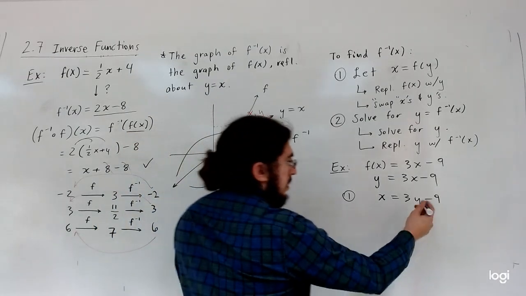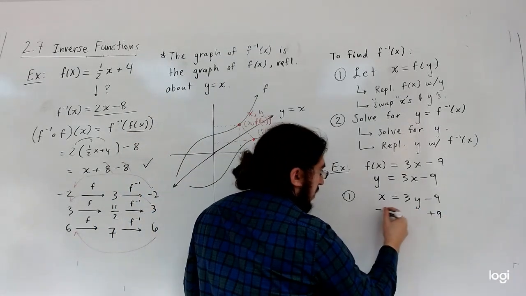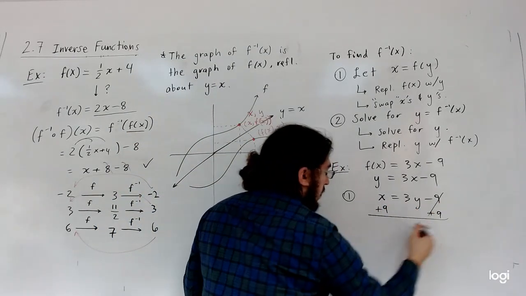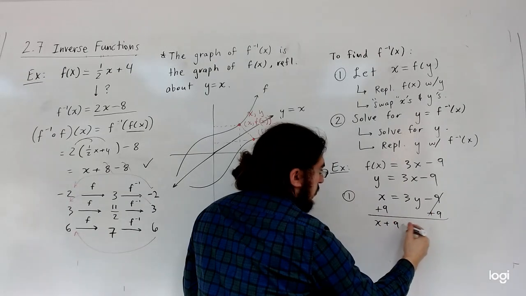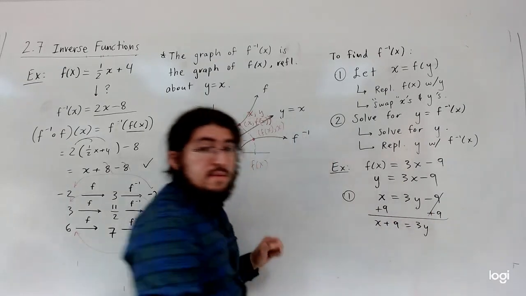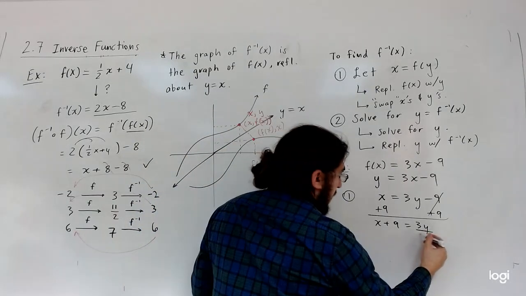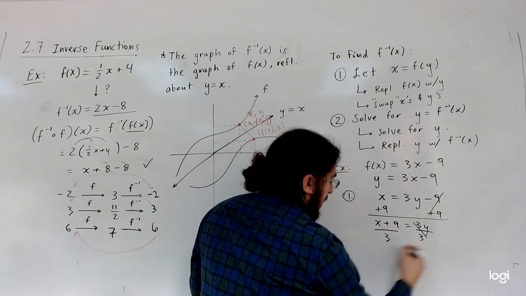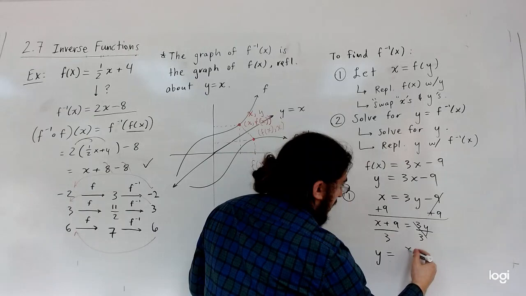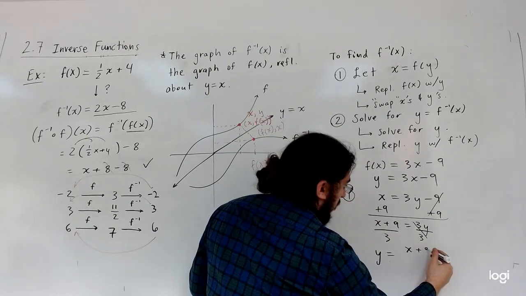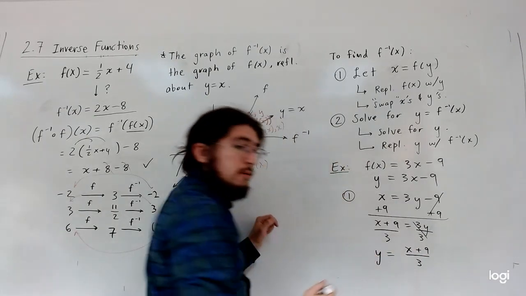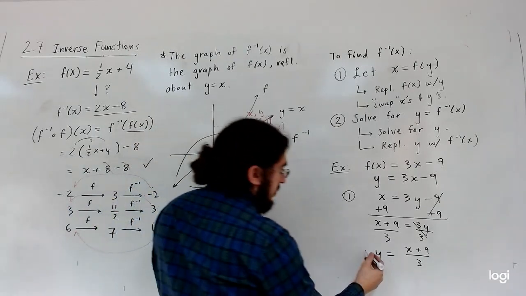So to solve for y in this case, we'll add 9 to the other side. We'll get x plus 9 is equal to 3y. Very good. Then divide both sides by 3, and we get that y is equal to x plus 9 all over 3. But remember, we're calling y f inverse.